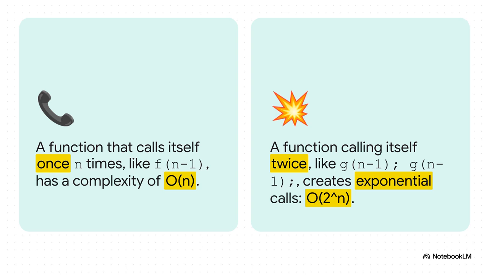How many new calls does each function call make, and what's the work being done in each call? If a function just calls itself once, it's usually linear, O of n. But if a function branches, calling itself twice every single time, well, that creates this massive chain reaction, an explosion of calls. That leads to exponential complexity, O of 2 to the n. And trust me, the difference between those two is absolutely gigantic.